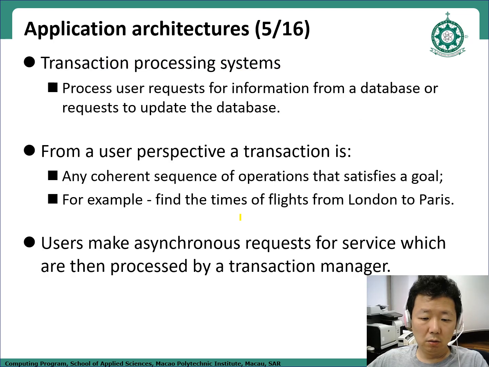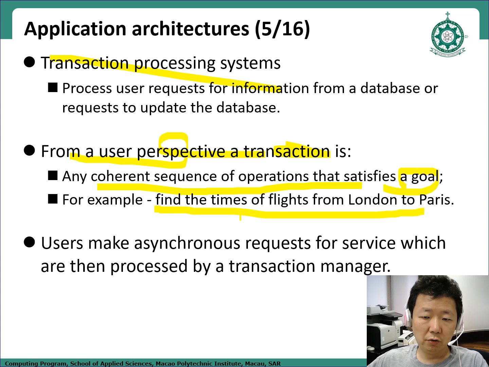And then there is a transaction system. From the user's perspective, a transaction is a coherent sequence of operations satisfying a goal. For example, finding the time of a flight from London to Paris.